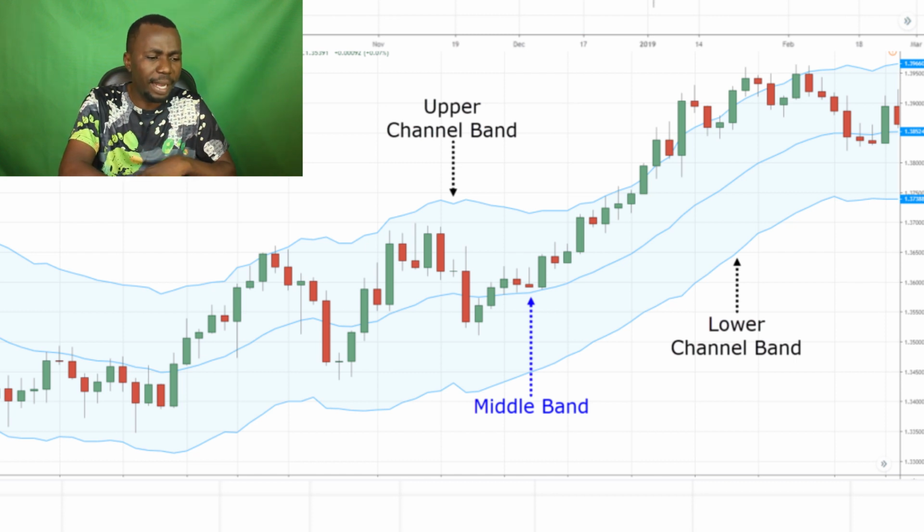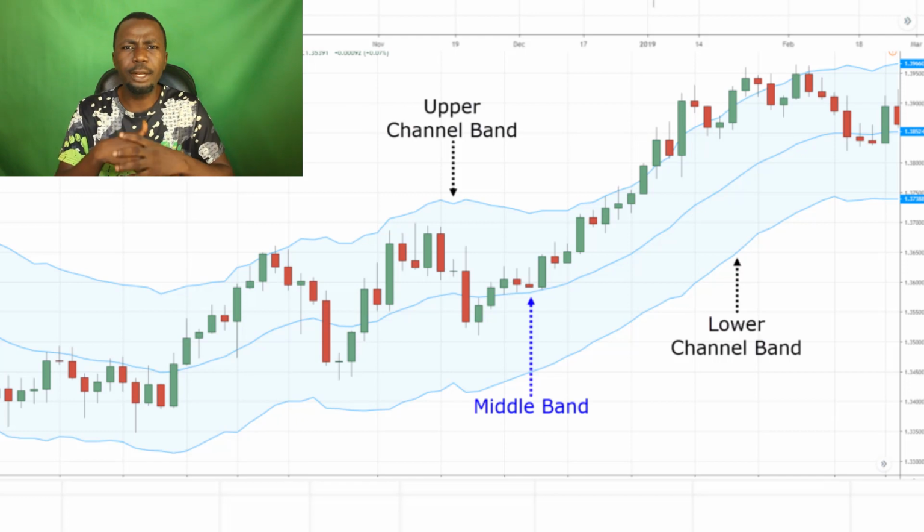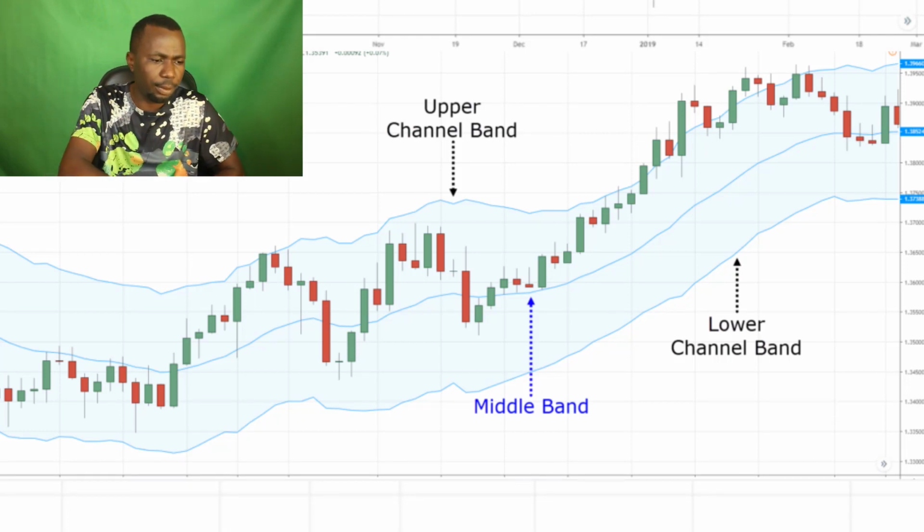And if the price is in a strong downtrend, you can see that it will be touching the lower band consistently. And if you decide to buy at the lower band when the price is in a strong downtrend, your stop loss is going to be triggered and you are going to lose a lot of money. So that is why I want you to learn how to trade this indicator very well so that you can use it to make money. So how do you trade using this indicator?